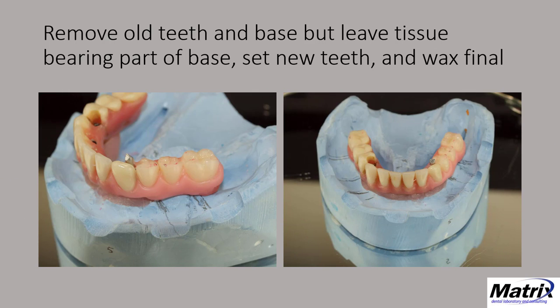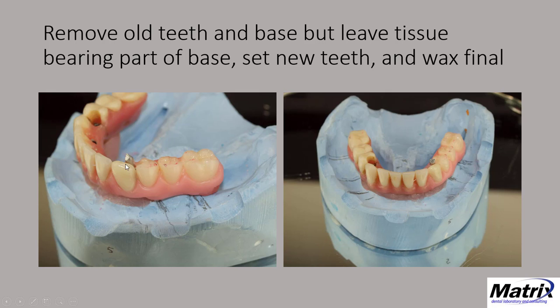Then I get it back, put it back on the model, mount it up against its opposing, and I remove all the teeth, but only the teeth from the repair back. And I do not take off the tissue bearing area. I'll show you here in a minute, but I have the tissue area which I leave. I just scallop all the teeth off, and then I'll set new teeth on that and final wax it.